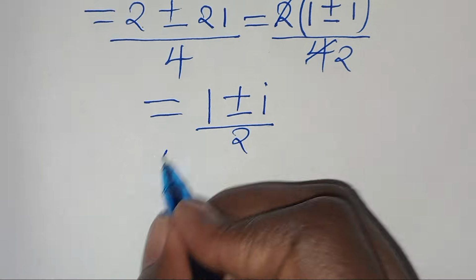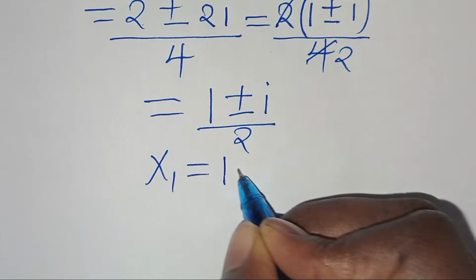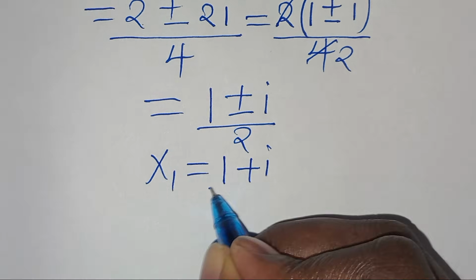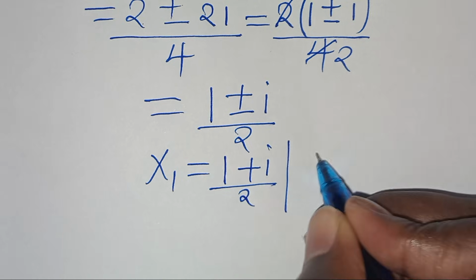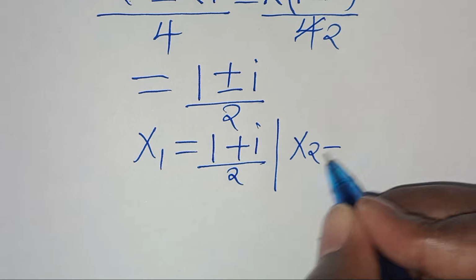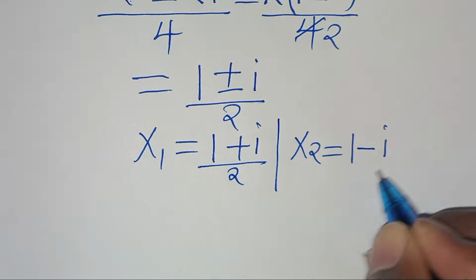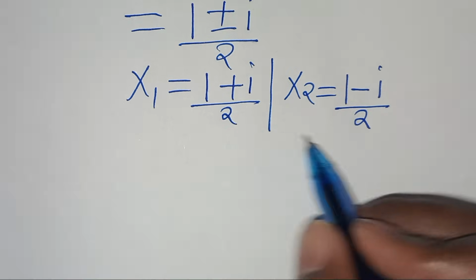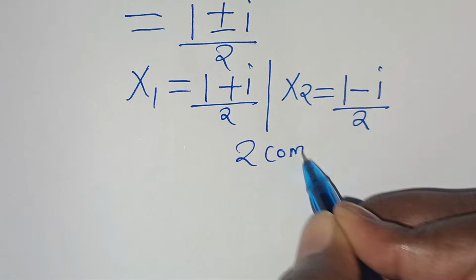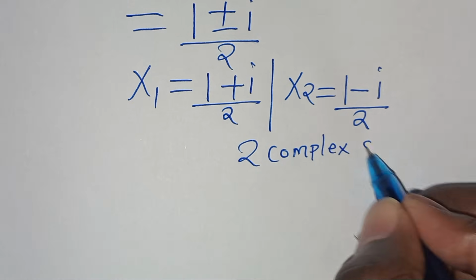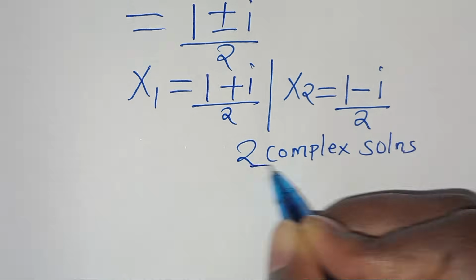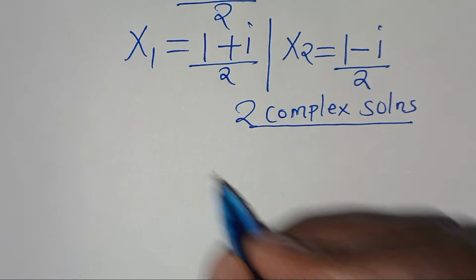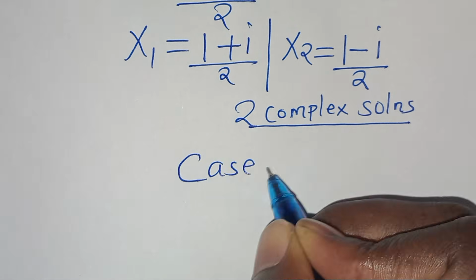So in other words, we have x1 is equal to 1 plus i divided by 2, and x2 is equal to 1 minus i divided by 2. So these are two complex solutions under case 1. Let's proceed to case 2 from here.